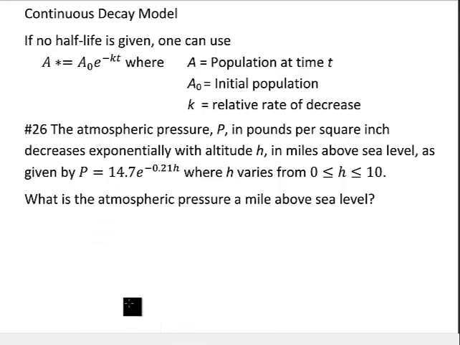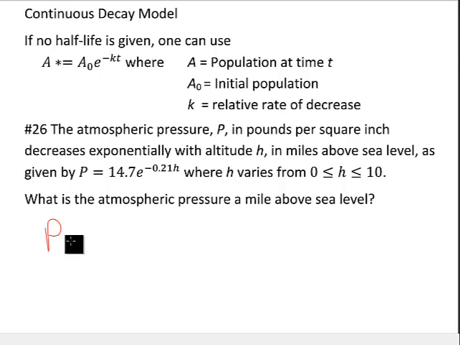Looks like when the height is 0, the initial, in this case we're not dealing with a population, we're dealing with an amount of pressure, but the initial pressure is 14.7 pounds per square inch if you're at sea level, and then it decreases from there. And one other thing to note here, the domain of this function is 0 to 10. So this equation only works from 0 to 10 miles above sea level. But I think if you get to 10 miles above sea level, you're pretty close to being in outer space, but that's beside the point. The question we have here is, what is the atmospheric pressure 1 mile above sea level?